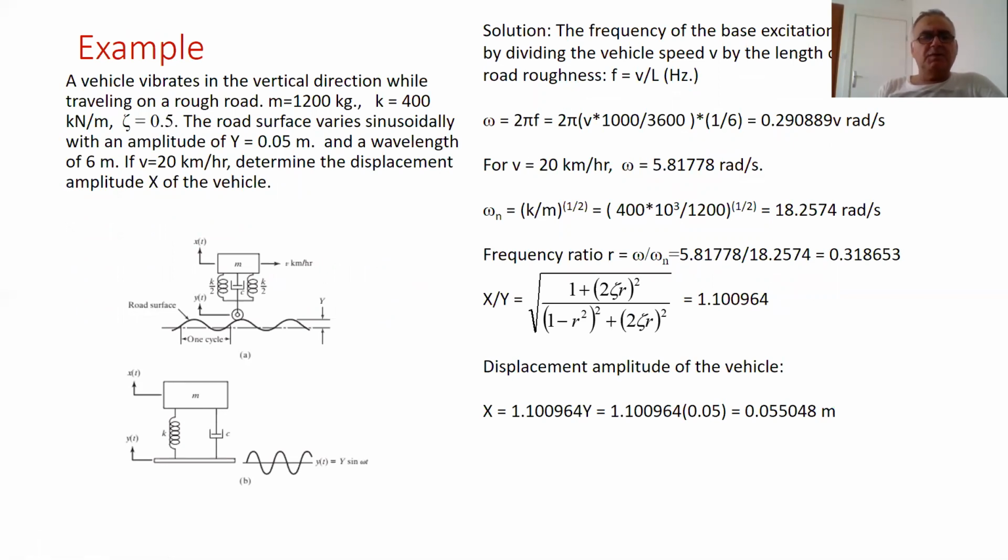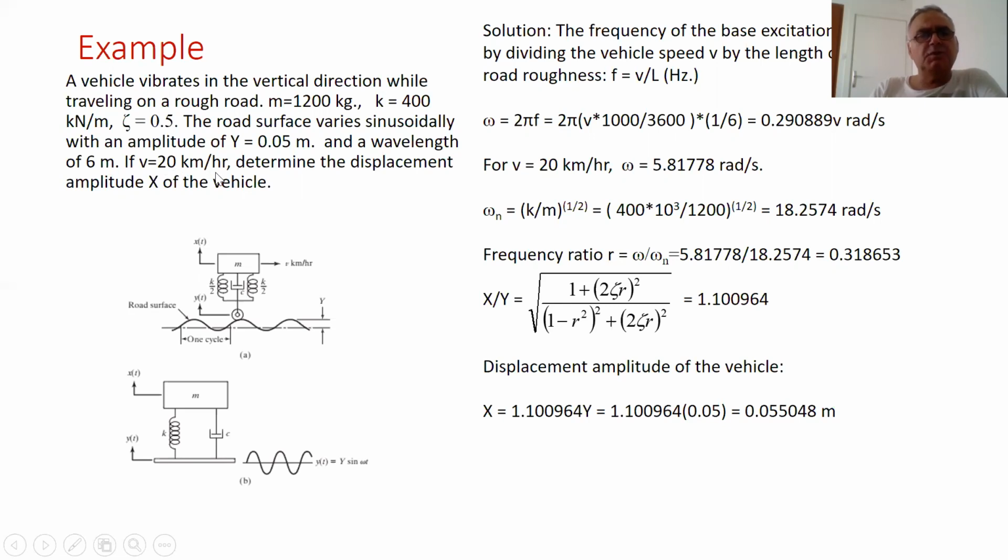Let's say that we have a vehicle that just moves on the road, and the road surface is modeled by a sinusoid. The mass of the car is 1,200 kilograms. The spring constant is 400 kilonewtons per meter, and the damping ratio is 0.5. Let's say that the road amplitude is 0.05 meters, 5 centimeters, and the length of one cycle, the wavelength L, is 6 meters.